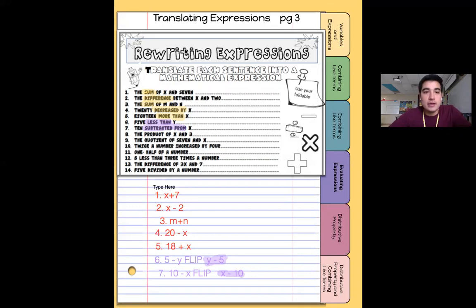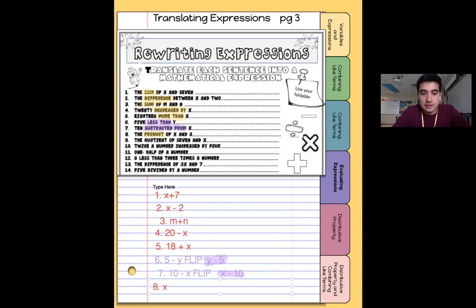Now, number 8, the product of x and 3. So still we have keywords, and this isn't a tricky one. This is back to normal. So we know product means we are multiplying. So when we multiply numbers, we can say that as x. Wait, where's my text box? There we go. Sorry. So the product of x and 3.